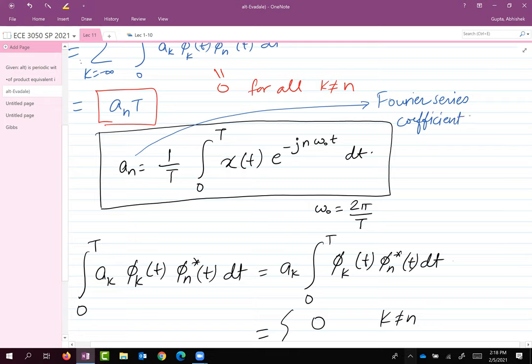So I have a Fourier series. Fourier series means I have numbers a from minus infinity all the way to plus infinity. These numbers are called Fourier series coefficients. They are also called spectral coefficients. Depending on which field you eventually go to, if you do signal processing, you will call it Fourier series coefficient. If you go to some other electromagnetics type field, you will call it spectral coefficient.